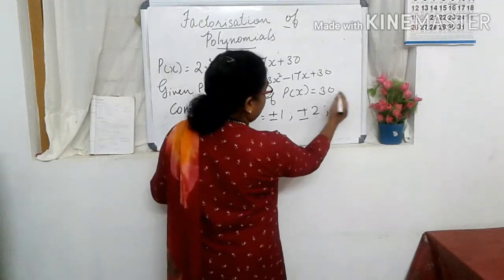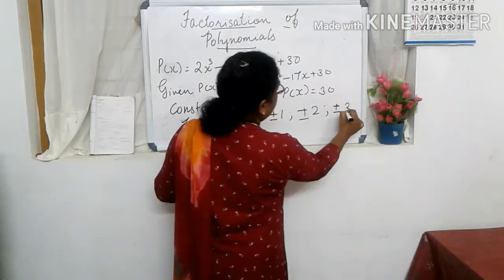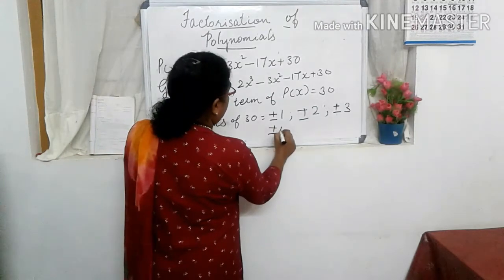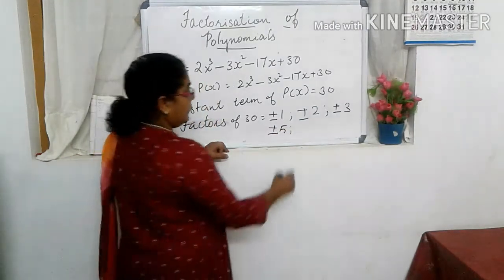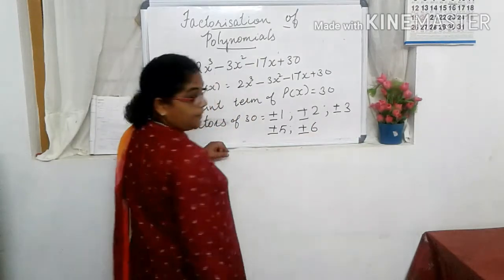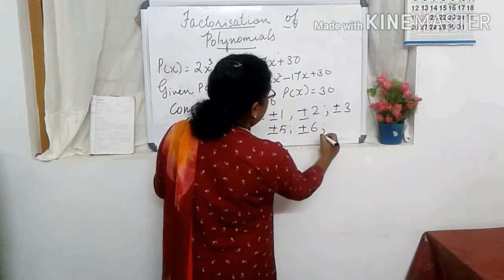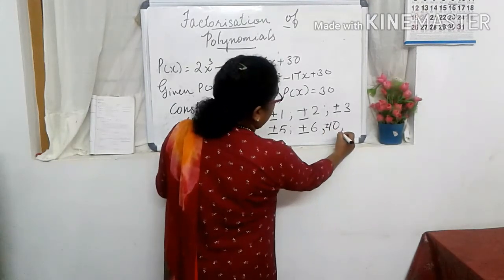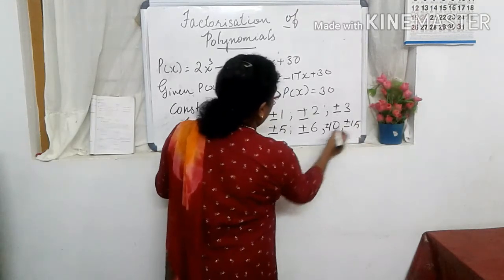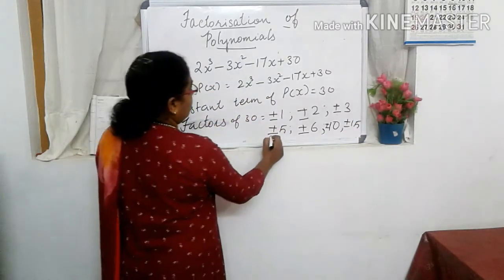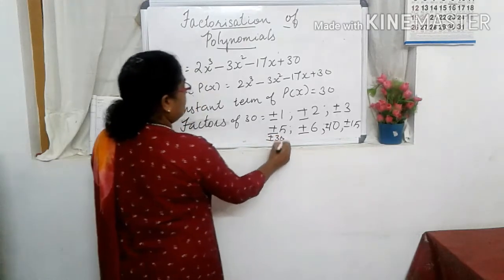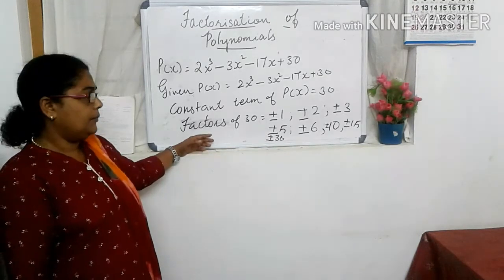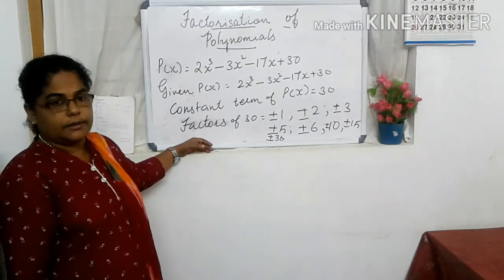Which is next? 30 is divisible by 3, so plus or minus 3. The next one is 5. 30 is divisible by 5, since 5 sixes are 30. The next one is 6, 6 fives are 30. Next, 10, plus or minus 10. The next one is plus or minus 15. One more, the last one, plus or minus 30. These are the factors of 30. 30 can be divided by 1, 2, 3, 5, 6, 10, 15 and 30.